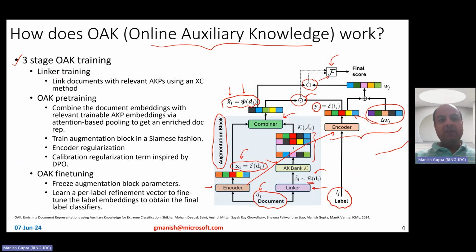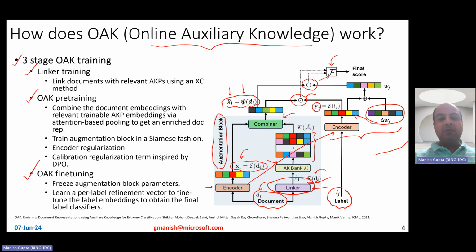Overall, OAK training involves three stages: the linker training, OAK pre-training, and OAK fine-tuning. The linker training just involves training the linker. This is not done in a joint manner; it's a separate stage of training. You link documents with relevant AKPs, or auxiliary knowledge pieces, using an XC method. So it's trained separately to be able to link a document to auxiliary knowledge pieces using some extreme classification method. You could just use Endgame for that matter.